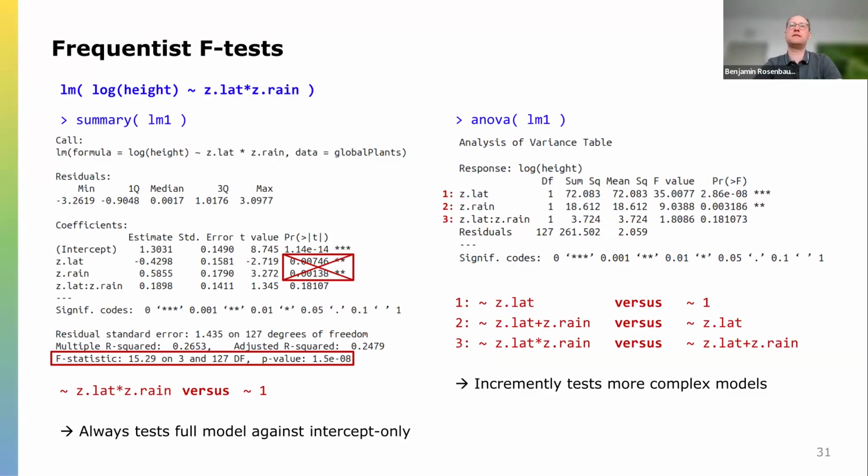And here the last line is the only line which is identical in both of these summary tables. It tests if you should additionally include the interaction over this additive model. And here the answer is no, this interaction does not improve the model fit much, so we should not include it.